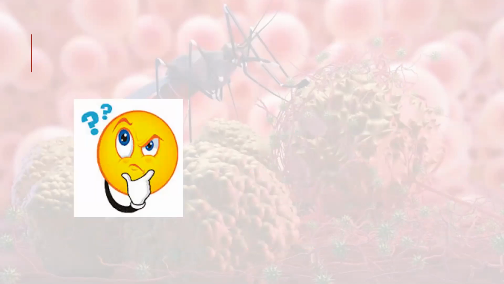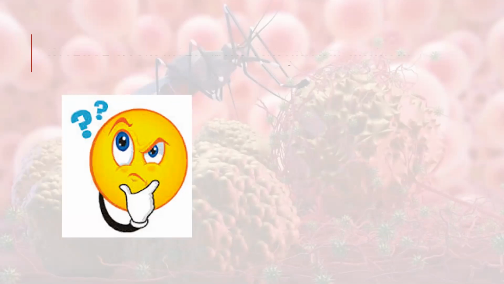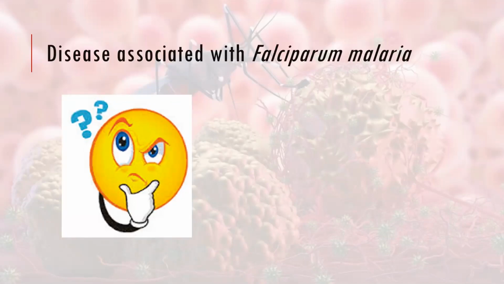Question again. Malarial species that can cause death or severe form of malaria. Paulit-ulit. Ito lumalabas din daw to sa board exam ng mga pharmacist. Ang sagot, Plasmodium falciparum. Okay? Disease associated with falciparum malaria. Take note. Number 1, cerebral malaria. Number 2, black water fever.